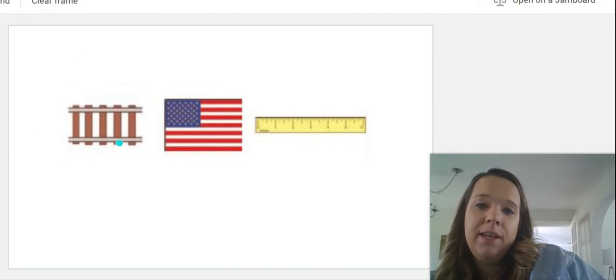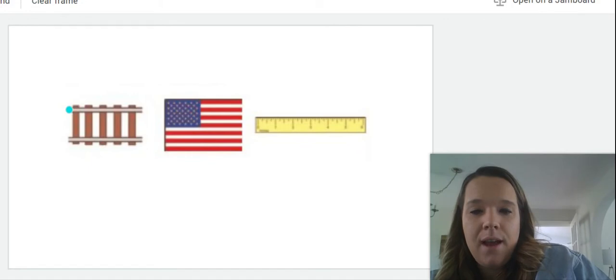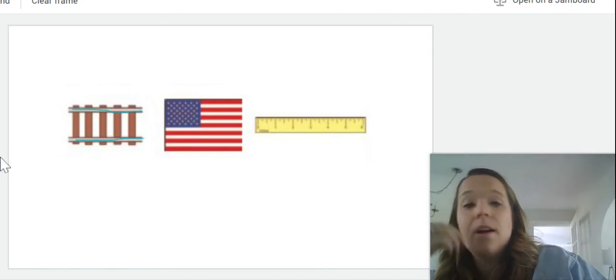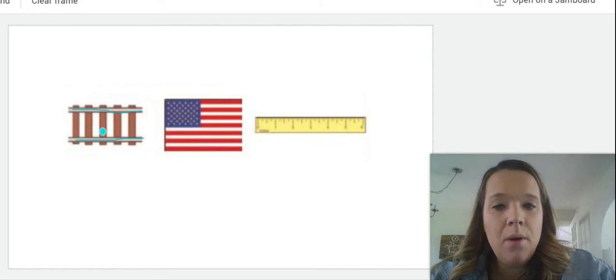So in this particular image, it looks like train tracks. There are several sets of parallel lines. So they're going the same direction. This and this are parallel lines. They'll go on forever and ever, and they will never touch, never intersect. They are the same distance apart.